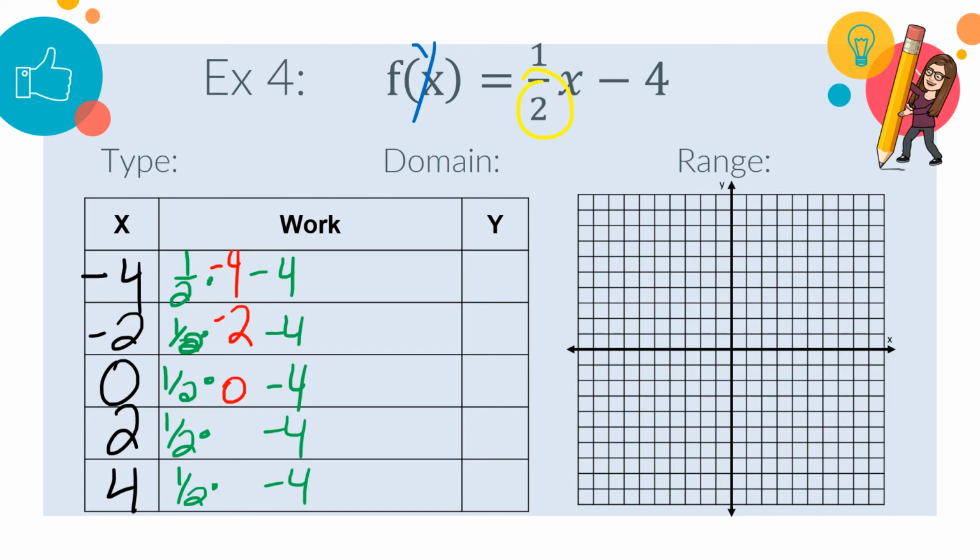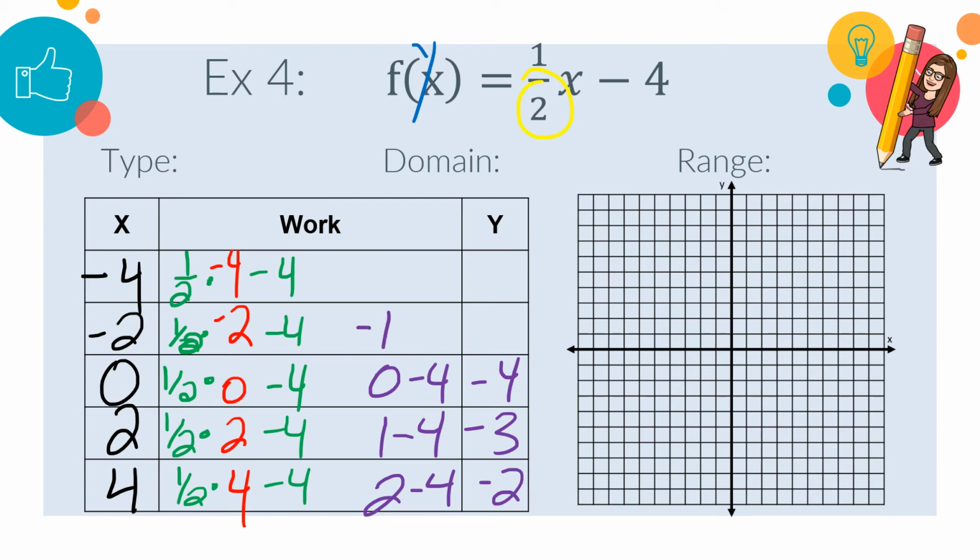Let's fill in our x values. I'm going to start in the middle because 1/2 times 0 is 0 minus 4, -4. 1/2 times 2 is 1 minus 4, -3. 1/2 times 4 is 2 minus 4 is -2. Sweet, I see a pattern, that's good. 1/2 of -2 is -1 minus 4 is -5. 1/2 of -4 is -2 minus 4 is -6. Good deal, we see the pattern.